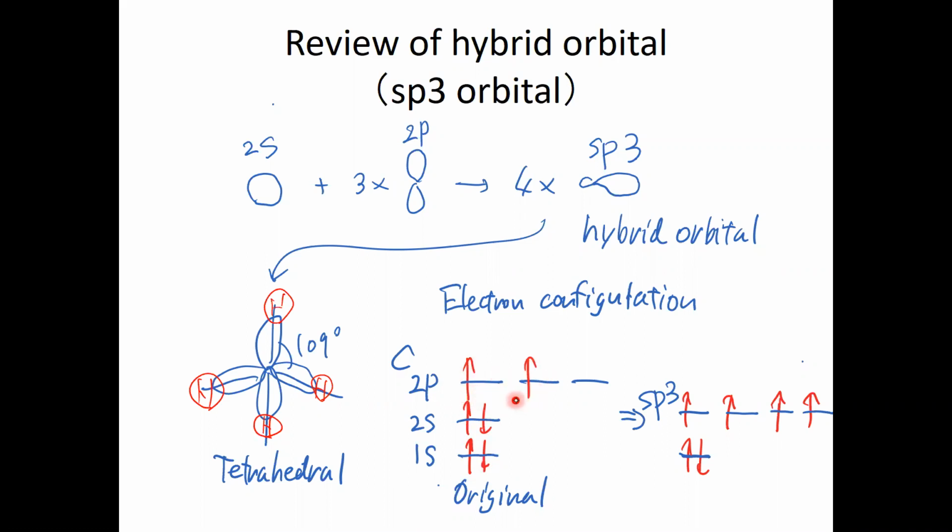Right? And when this carbon wants to make 4 bonds, the easiest way is to make a mixture of the 2s orbital and 3 p orbitals to make 4 orbitals, and then electrons are located at each of the orbitals, and then it's ready to make 4 bonds. That's the configuration of the electrons.